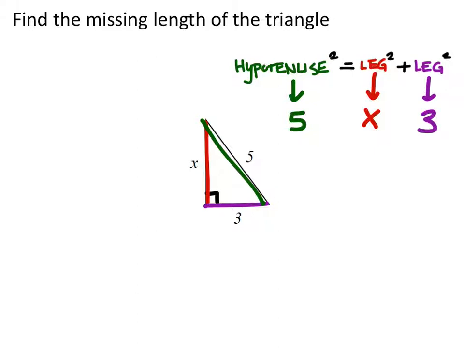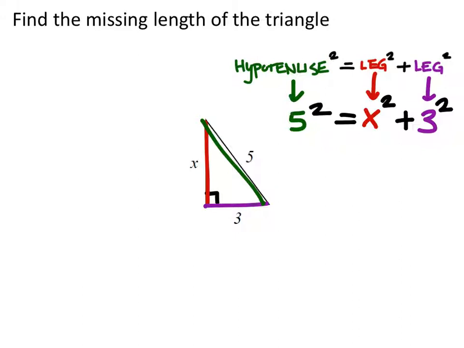Now it doesn't matter which of those values you say is which leg, so I could have put the 3 in as the red leg and the x as the purple leg. It doesn't matter which of those two we replace because they're both still legs. Now this is the squares of both and the sum. It needs to equal the hypotenuse as a square.